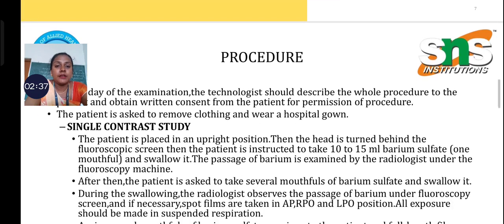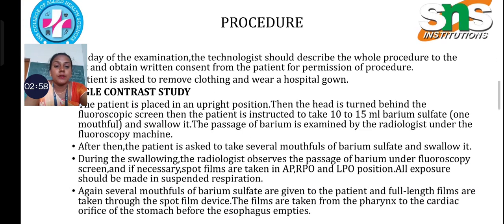In single contrast study procedure, the patient is placed in an upright position, then the head is turned behind the fluoroscopic screen. Then the patient is instructed to take 10 to 15 ml barium sulfate, which is one mouthful, and swallow it. The passage of barium is examined by the radiologist under the fluoroscopy machine, and then the patient is asked to take several mouthfuls of barium sulfate and swallow it. During the swallowing, the radiologist observes the passage of barium under fluoroscopy screen, and if necessary, spot films are taken in anterior posterior projection, right posterior oblique projection and left posterior oblique projections.